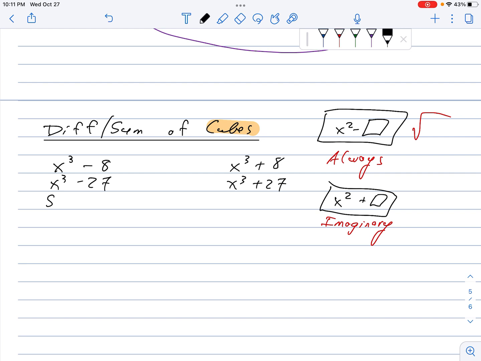Okay? What about if I have a number in front? That number in front should be a perfect cube. That's good to go. 8's a perfect cube. X is a perfect cube, with x to the third, rather. And the 27's a perfect cube. I wouldn't be able to do something like 2x to the third plus 27. This would be not able to do.